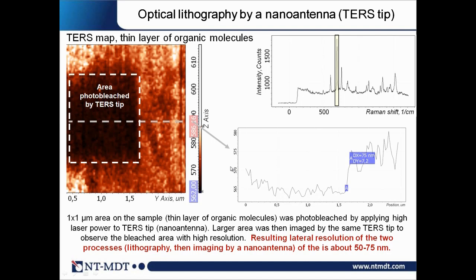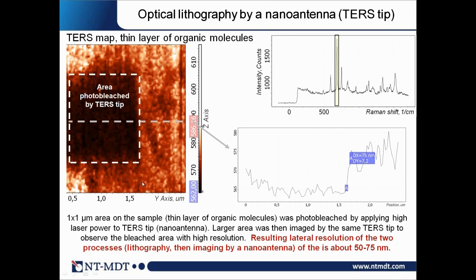Here is an example of how enhancement on the end of the TERS tip can be used not only for imaging but for modifying the sample. This is a thin layer of organic molecules on a gold substrate, more or less uniform layer. So this area was photobleached by a TERS tip with a higher power laser focused to the end of the tip, so with a high laser power concentrated at the end of the nano antenna. And then the larger area was imaged with the same TERS tip.